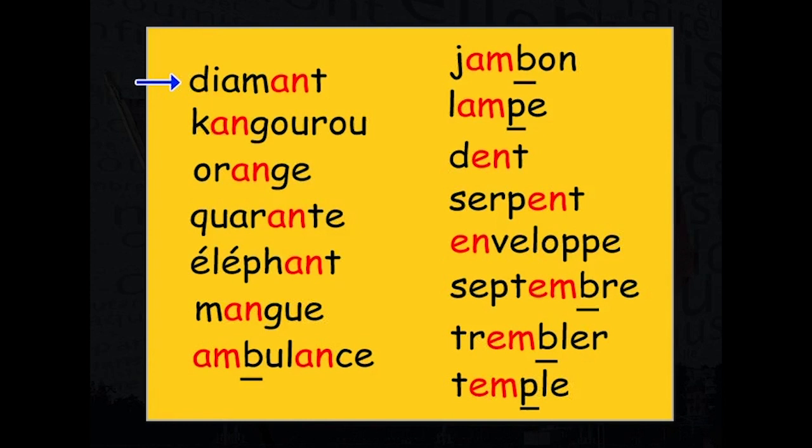To practice, let us repeat all the new words: diamant, kangourou, orange, an, éléphant, mangue, ambulance, jambon, lampe, dent, serpent, enveloppe, septembre, trembler, temple.